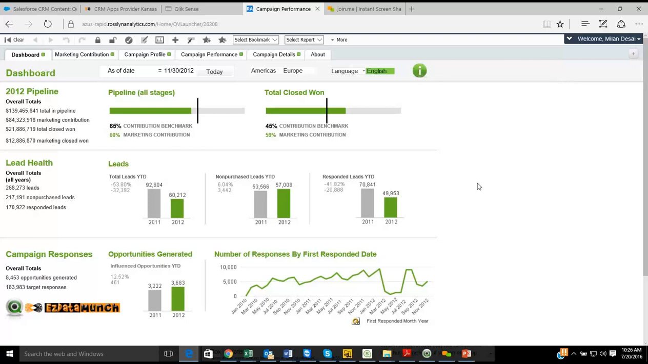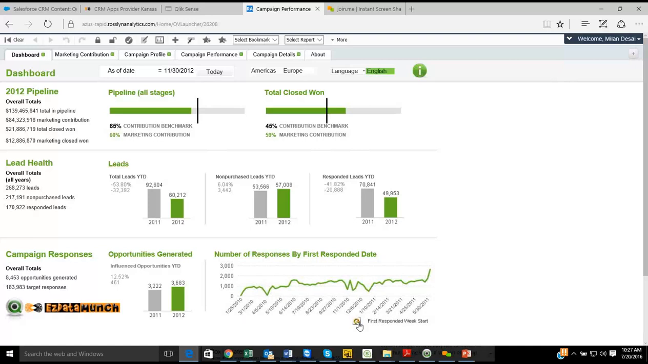So if you look at this dashboard, you're looking at the data of today, you're looking at different campaigns that you're running, what's the pipeline contribution that you're targeting today, and number of responses by first responder date. So how many responses have you seen based on how many emails you might have sent or how many invitations you might have sent for some different campaigns like webinars and things like that.